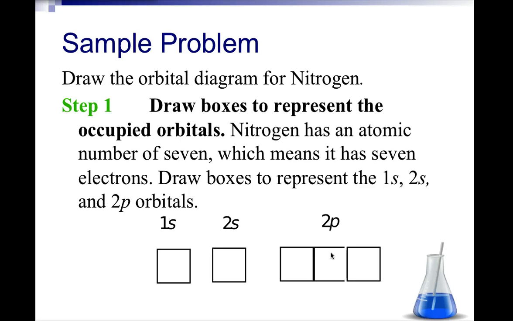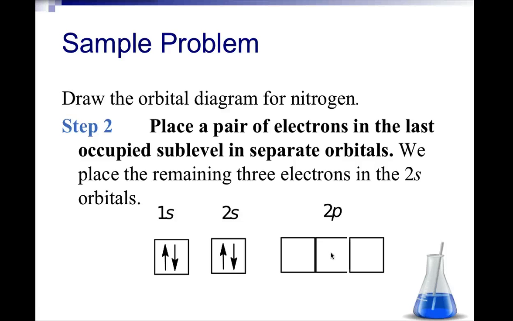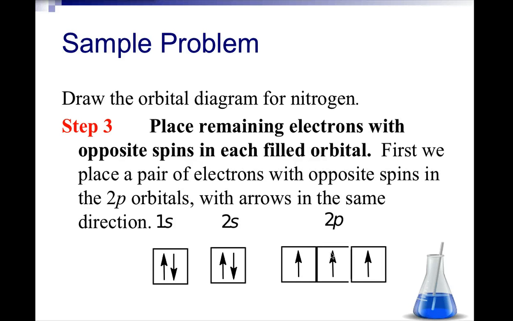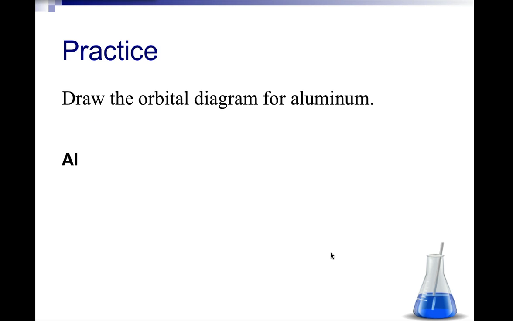So the first thing we will do is to draw boxes to represent the occupied orbitals. We will then place a pair of electrons with opposite spins in each filled orbital. We place the remaining electrons in the last occupied sublevel in separate orbitals, with the arrows in the same direction. So we will practice, and with the practice, we will start on another slide.